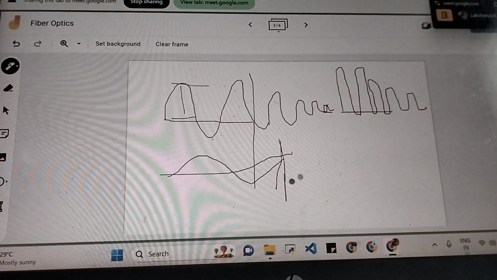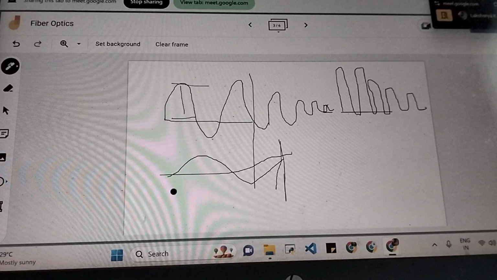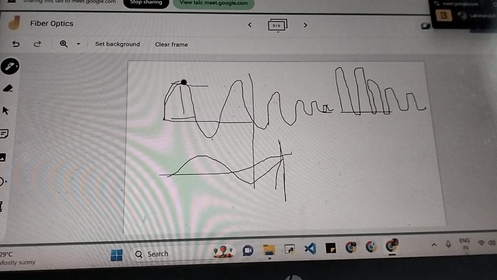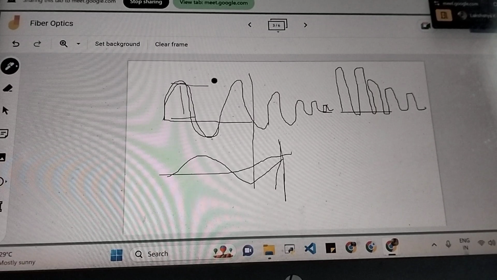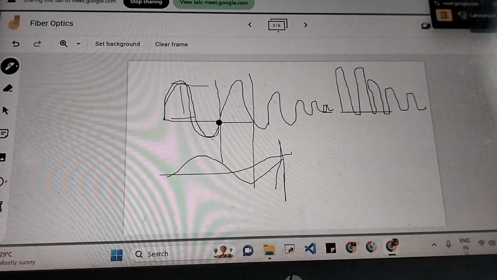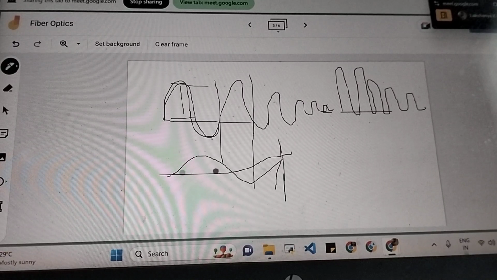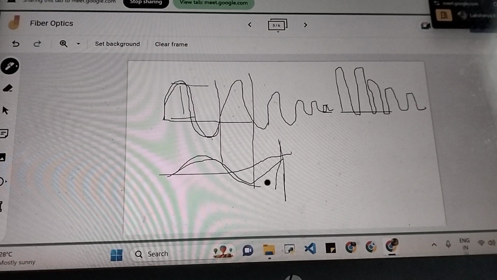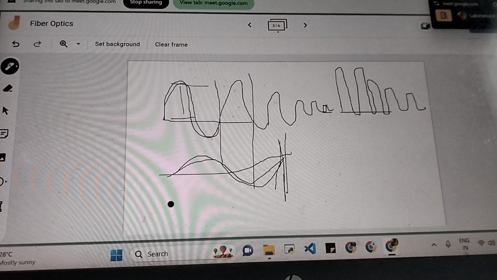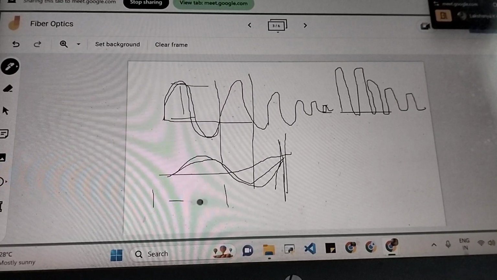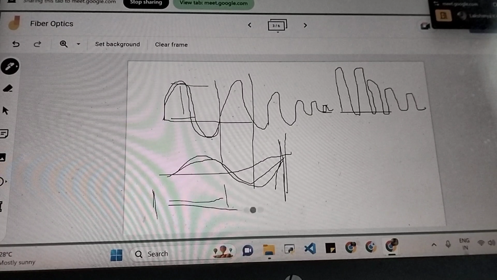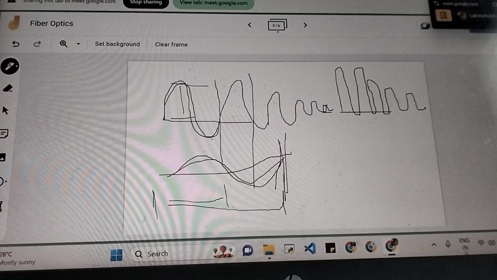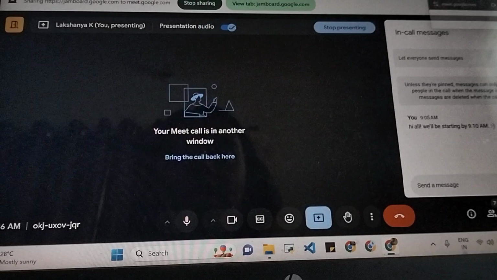In simple terms, dispersion is this: you have a normal wave like this. This is its time period, the time it takes to complete one cycle. But as your wave progresses through longer distances, it becomes wider, meaning the time period increases. From this point, your initial time period was this, now it has become this much, meaning the wave is basically slowing down. It's taking more time than expected. That is called dispersion.